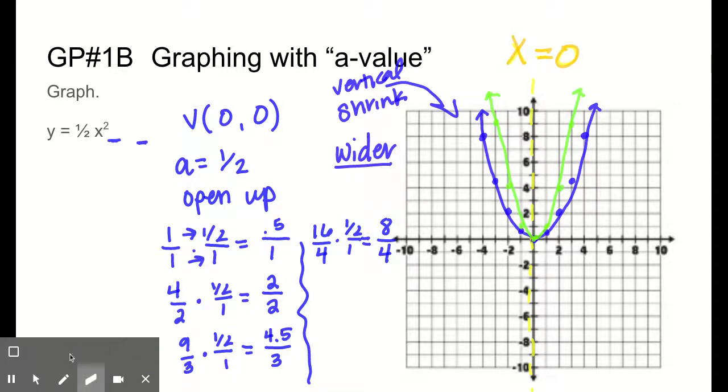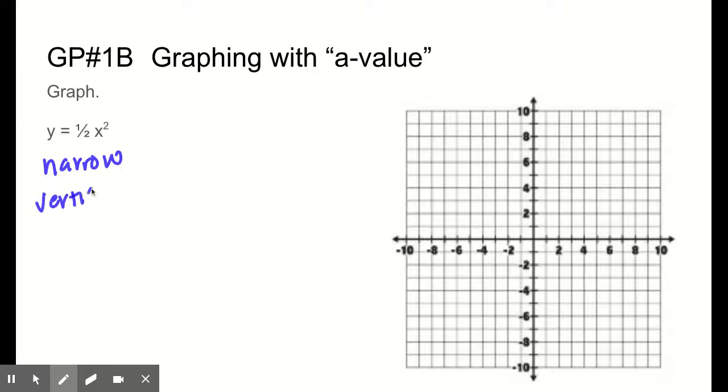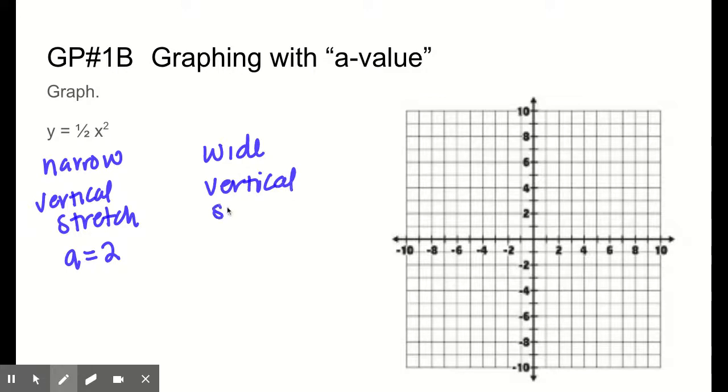So just real quick to make a couple of connections. We saw that the narrower graph caused a vertical stretch. And this happened when A was equal to 2. The wider graph, which was a vertical shrink, happened when A was 1/2.